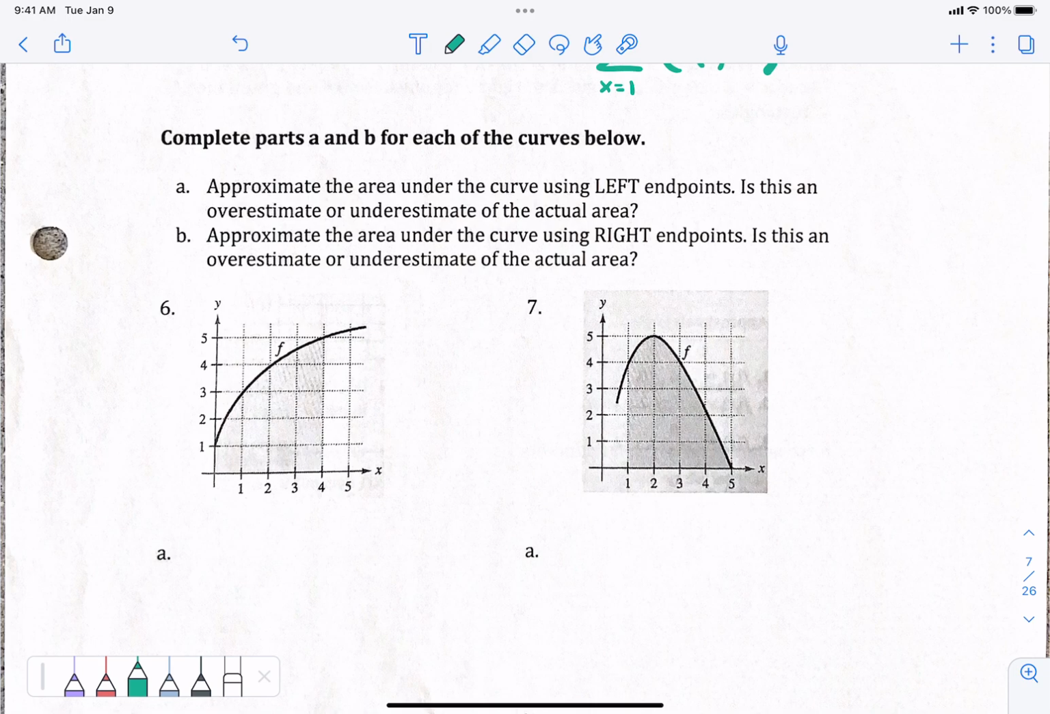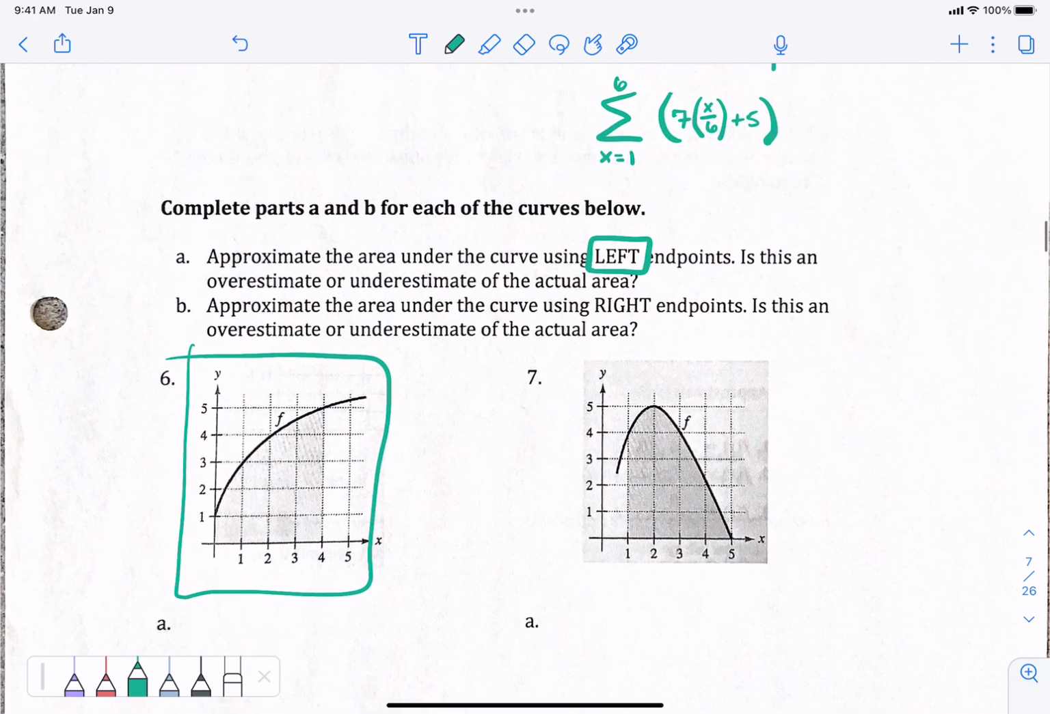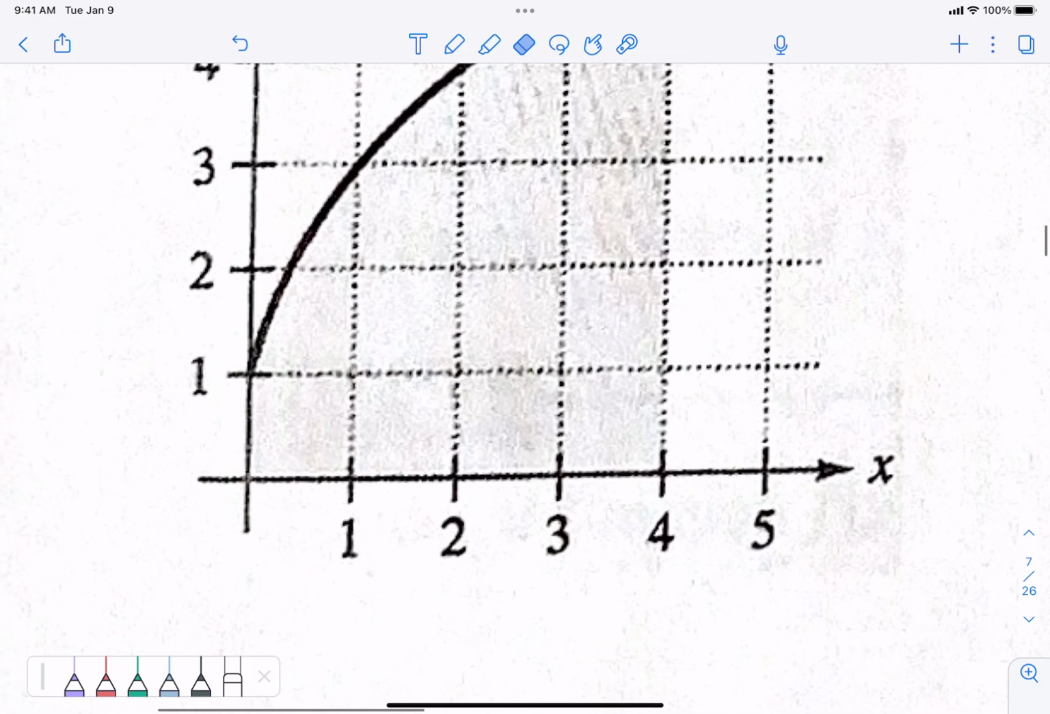We are doing this graph here, and first we're going to start with the left endpoints. We're using 4 rectangles: approximate the area of the curve using left endpoints. They don't say to use 4, but we're going to use 4 rectangles. You see how it goes from 0 to 4? That means each of my rectangles is going to be 1 unit wide. So rectangle, rectangle, rectangle, rectangle.